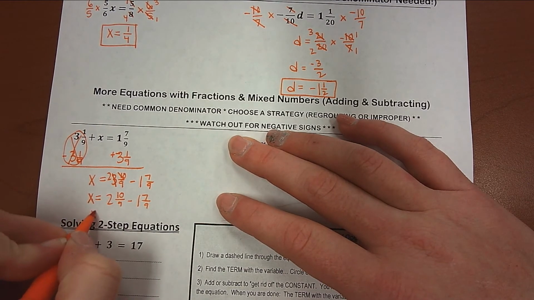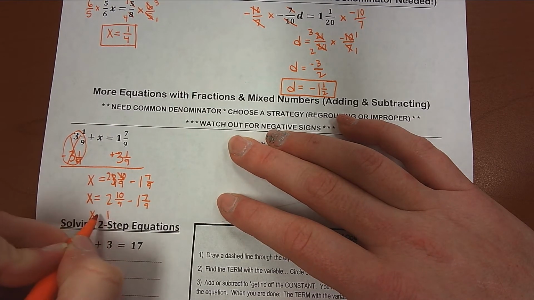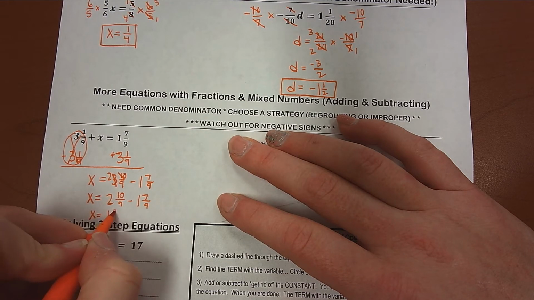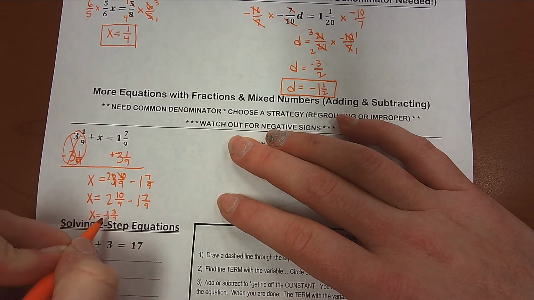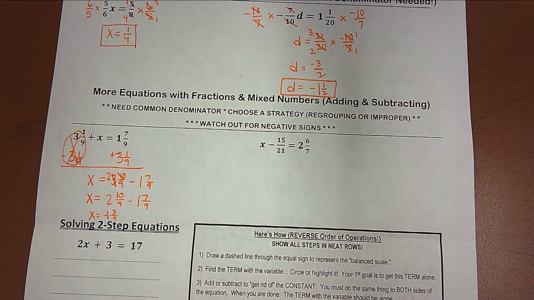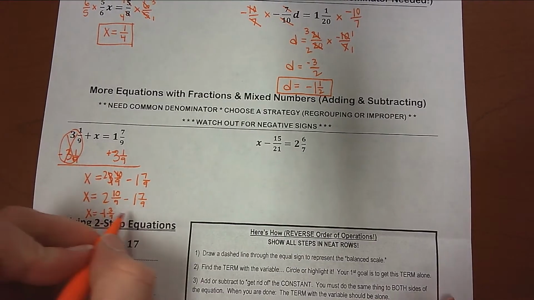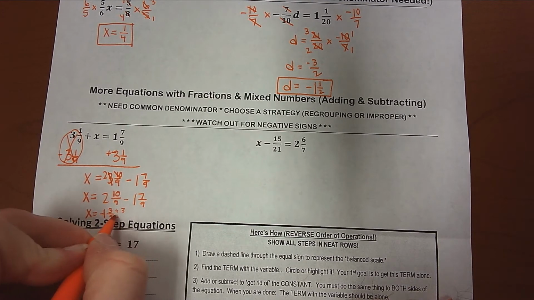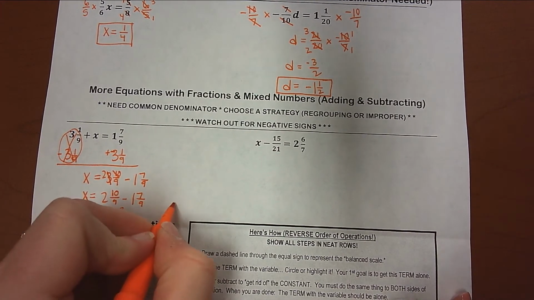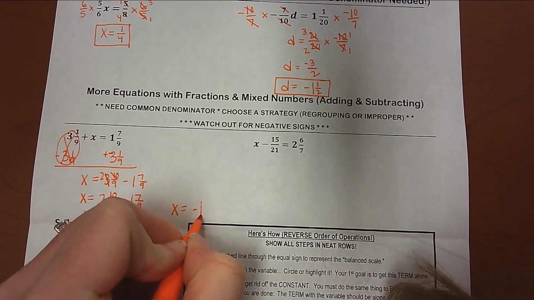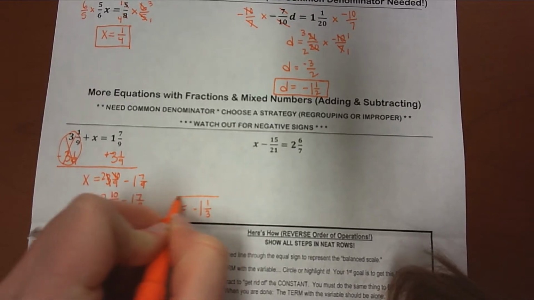Now I can do my subtraction. 2 minus 1 is 1. 10 minus 7 is 3 over 9. And my answer, again, remember, is negative because the bigger number is negative. And then the last step here is to simplify this fraction. I know that 3 can go into both 3 and 9, so I have to divide top and bottom by 3. And when I do that, I get x equals negative 1 1/3.